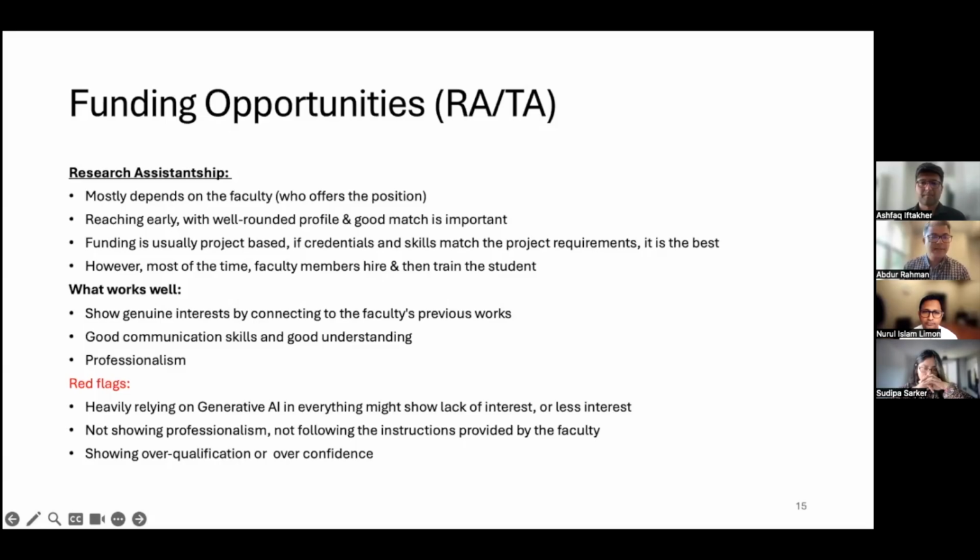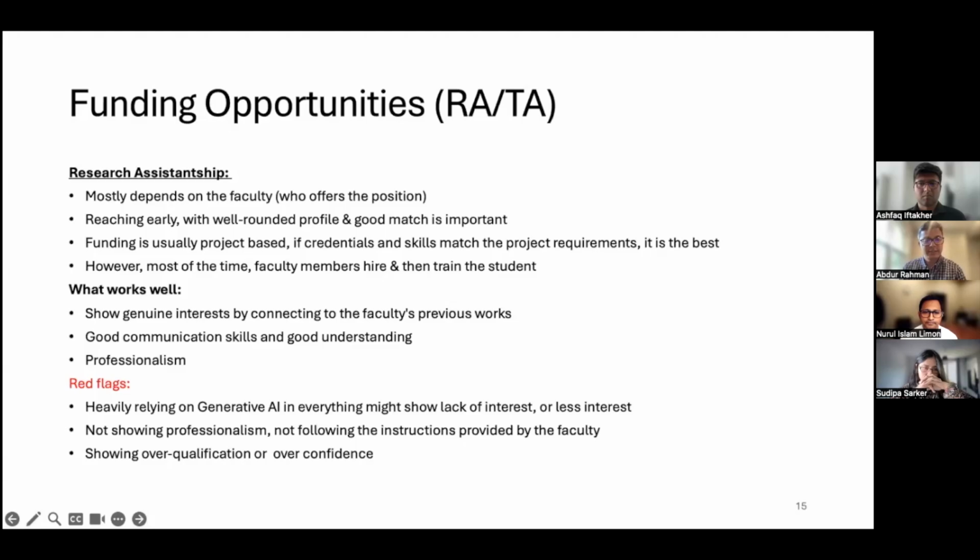What works well? The most important thing is that you maintain good communication. And when you have an interview opportunity with the faculty, try to build a good understanding with him. Be professional as much as you can, and try to show that you are open to learning. If you say, I do not have this skill, but I can learn, if you give me this opportunity, then they will be very happy with that.